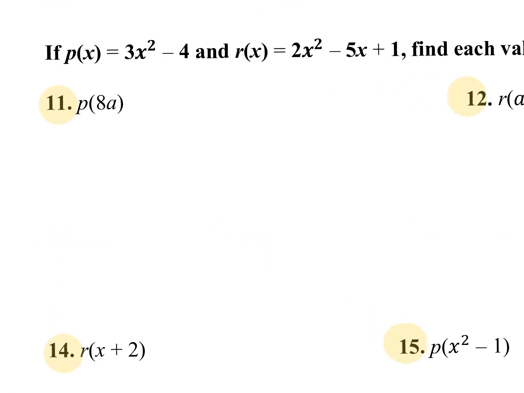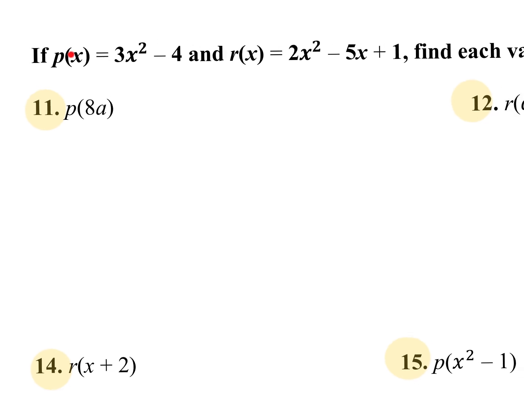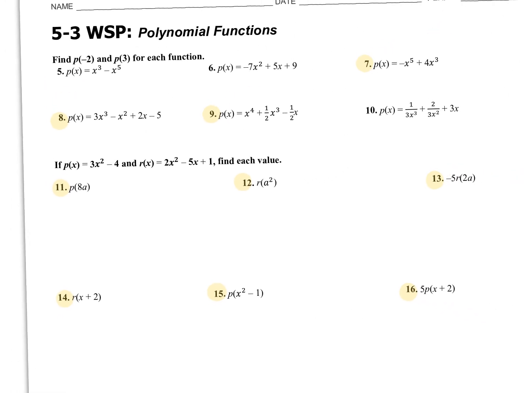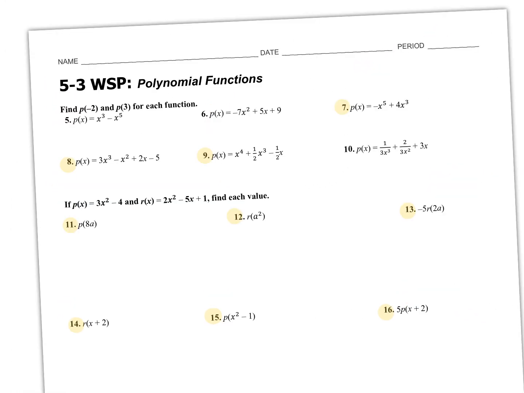For example, down here, you have P of X is this and R of X is this. This is the machine that's called P of X. This is the machine that's called R of X. Right here, they're telling you to use P of X and plug in 8A right in there. So you're going to go 8A squared. That'll be 64A squared. Multiply it by 3. Put the minus 4 at the end. That's your answer, right? You guys could practice this and check your answers on Google Classroom, and that'd be good practice.